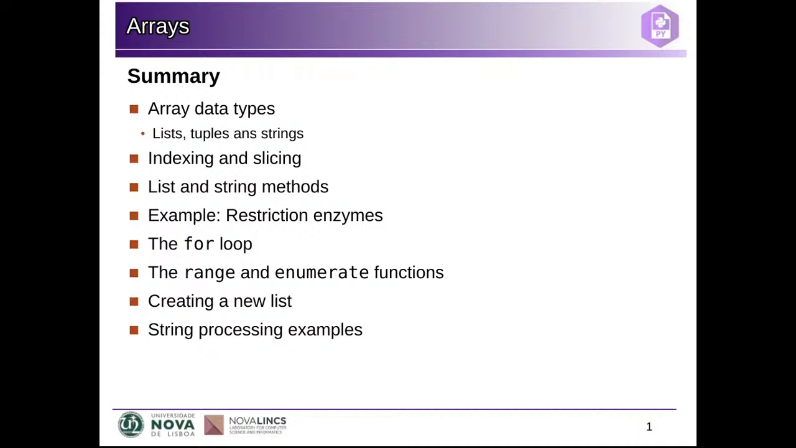And then we're going to look at an example of using restriction, or simulating the effects of restriction enzymes on DNA sequences. And we're going to also look at the for loop. So basically, the for loop allows us to iterate through a series of values. The range and enumerate functions can help us work with the for loop, so I'm going to look at those and then see lots of examples of functions and processing arrays and so forth.